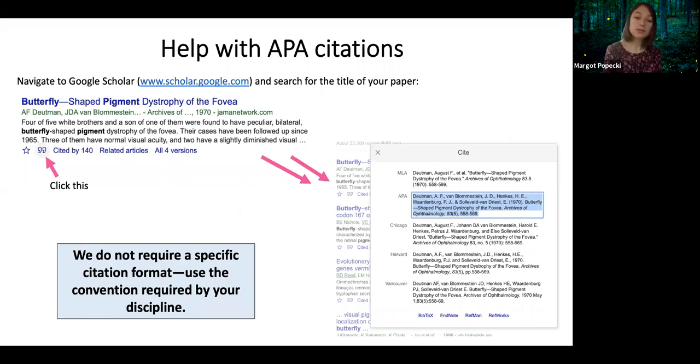So here's an example of how to generate APA citations. So just to be clear, we do not require a specific citation format. Just use whatever convention is required by your discipline. But citations can be very confusing, so I wanted to walk you through this example. So one way that I generate my citations is by navigating to Google Scholar and then searching for the title of the paper that I'm interested in. So here it is, that's what the result will look like, but that's not the citation. So to get the citation, I will click these quotation marks. This will bring up this window, and I will copy and paste the APA format. So just make sure when you're generating your reference list that all your references are using the same format.